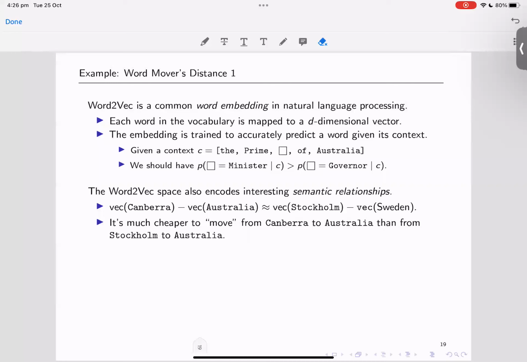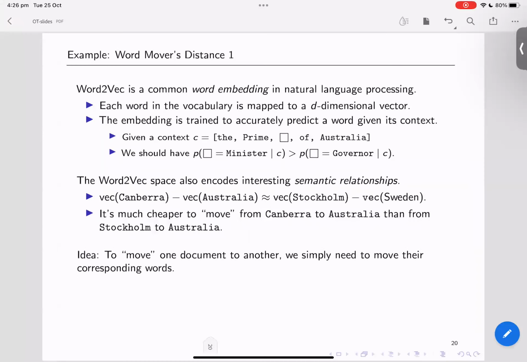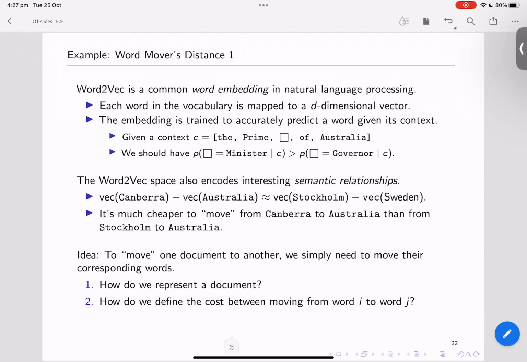And so this helps us to define a few things. If you want to move from one document to another, we know how to move from one word to another because that's word2vec, right? But if you think about a document, it's going to be a different representation than a word. And so if you want to move from one document to another, we have to answer these two questions. First of all, how do we represent a document, right? Because we only have a representation of a word. And the second question is, how do we define the cost of moving from word i to word j in our vocabulary? Okay.